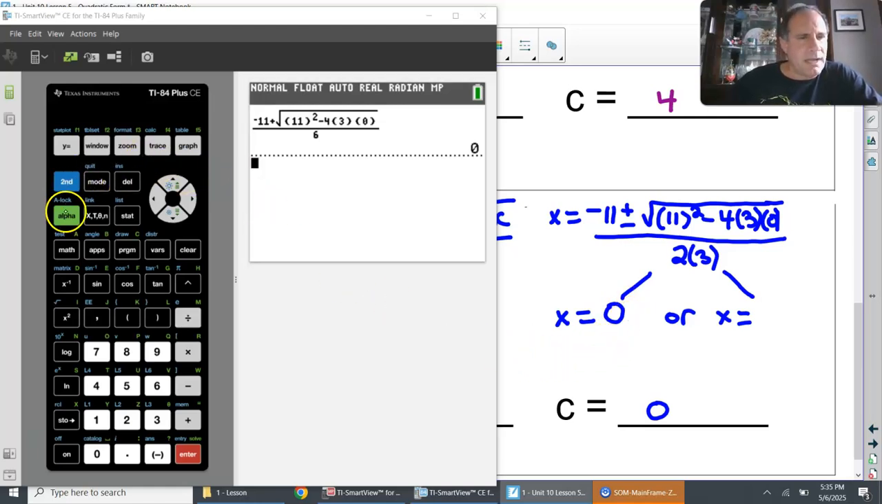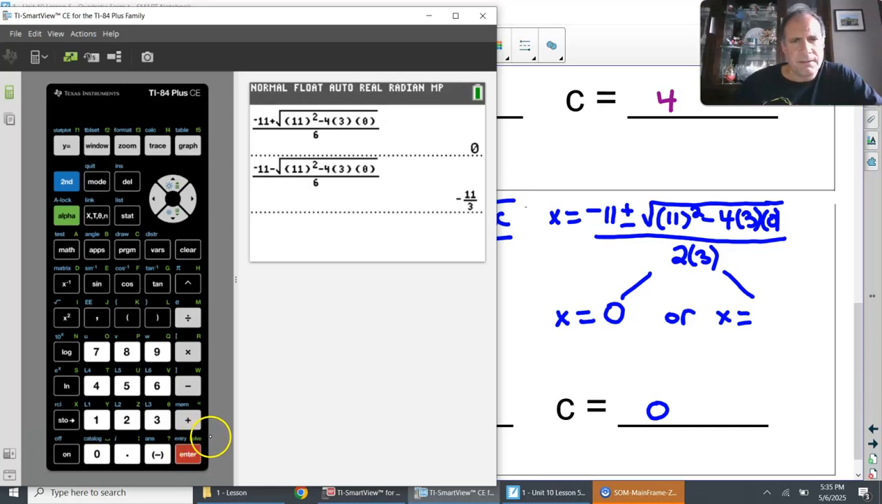Now I'm going to go alpha x again, and I'm going to press negative 11, negative 11 minus this time, square root 11 squared minus 4 times 3 times 0, all over 6, and it's negative 11 over 3.